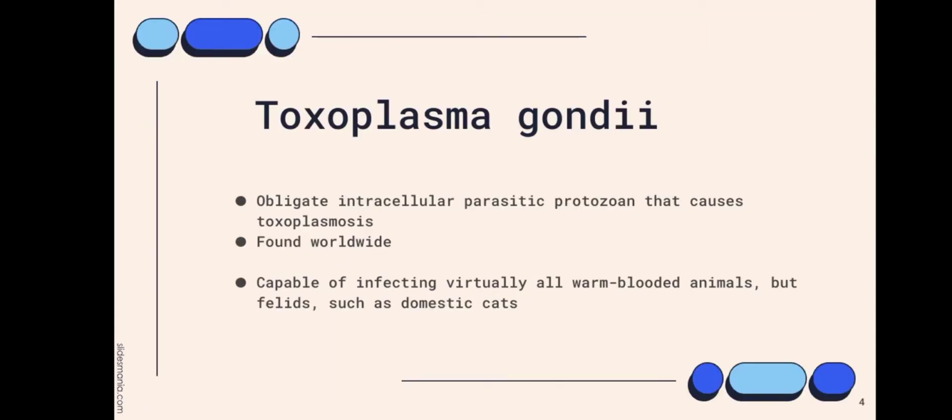Toxoplasma gondii is an obligate intracellular parasitic protozoan that causes toxoplasmosis. It is found worldwide. It is capable of infecting virtually all warm-blooded animals, but felids, such as domestic cats, are the only known definitive host in which the parasite may undergo sexual reproduction.